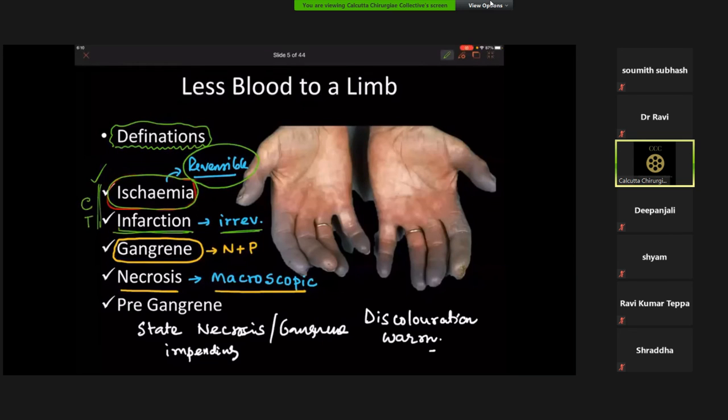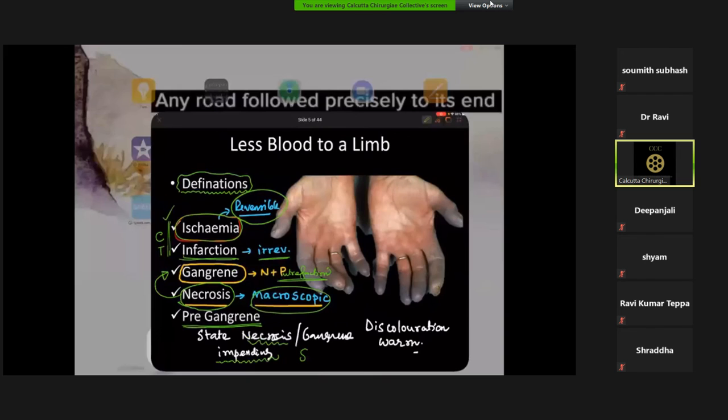Now, when the tissue is infarcted, either you land up with a necrosis, which is a macroscopic change, or a necrosis with a superadded putrefaction, which is called a gangrene. So it is a superadded putrefaction that leads to a gangrene. There is an interesting state called a state of pre-gangrene, where people use the words impending necrosis, but with a blood flow. So remember that a pre-gangrene is a state that you need to understand.